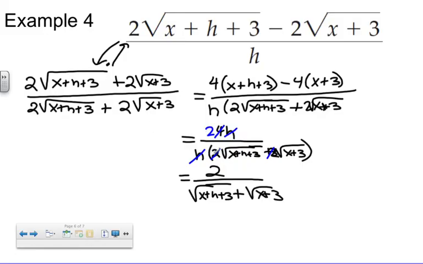So let's fix this. Right here, no, I didn't screw up. 4 times 3 is 12, and negative 4 times 3 is negative 12, so they cancel out. And then down here, I have h times 2 times the square root of x plus h plus 3 plus 2 times the square root of x plus 3. Now, since I have a 2 in both of these terms, I can cancel them out, and my h cancels out with the h there because it's multiplied by the whole thing. So I have 2 over the square root of x plus h plus 3 plus the square root of x plus 3.